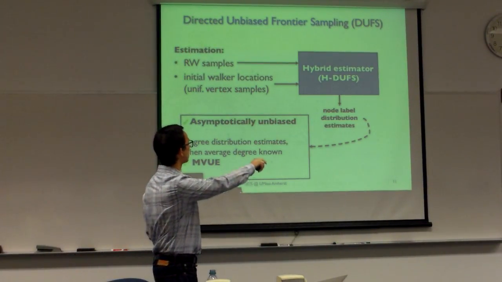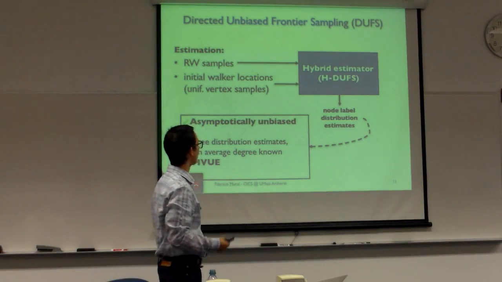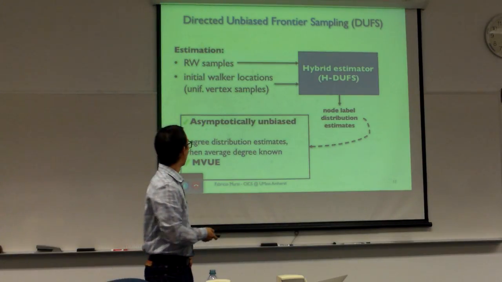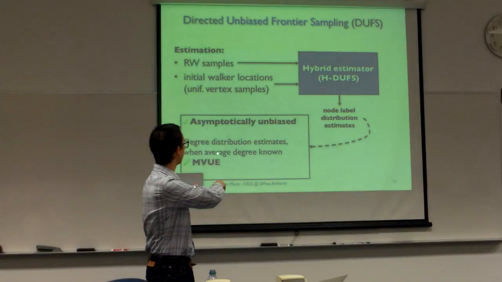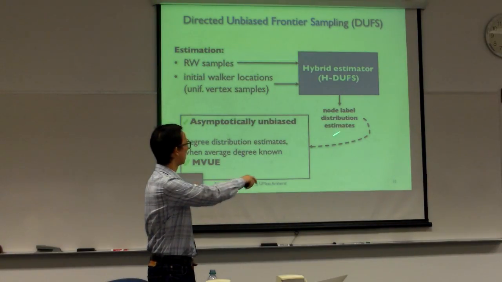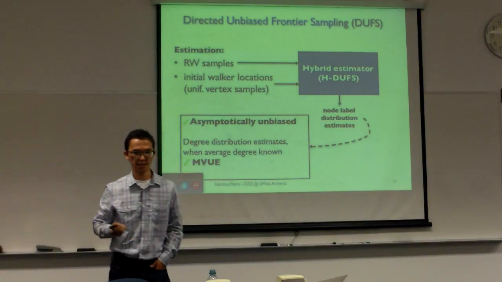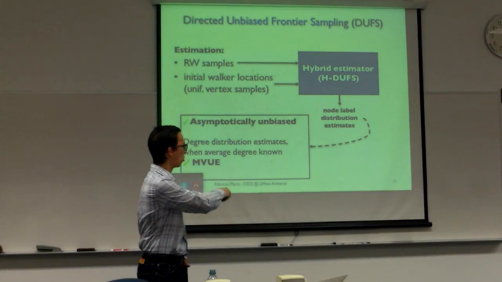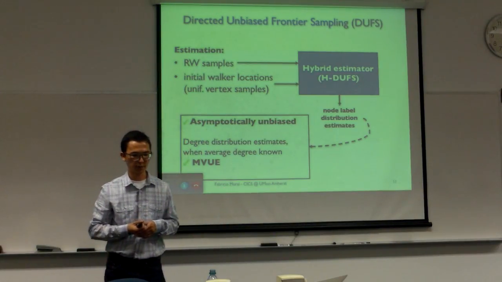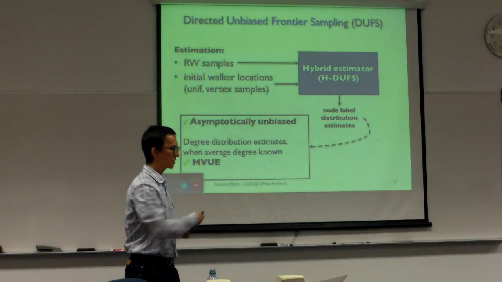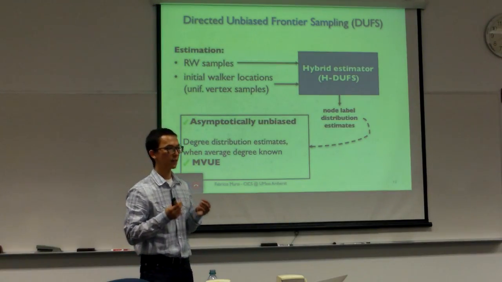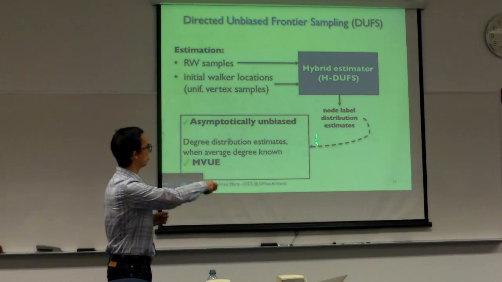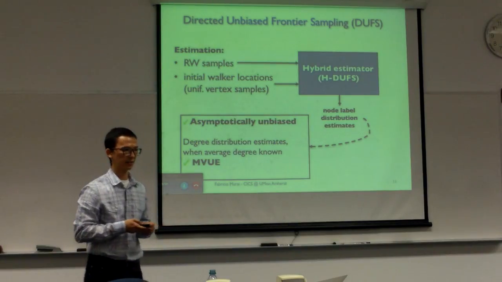We show that this estimator is asymptotically unbiased. And in the specific case where the labels we are interested in are the degrees of the nodes in the original graph, then if you know the average degree, this estimator becomes the minimum variance unbiased estimator. Despite the fact that we typically don't know the true average degree, this tells us that if our estimate for the average degree is close to the true degree, then our estimate should be accurate compared to other unbiased estimators.